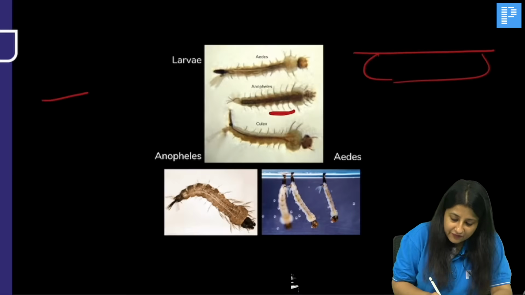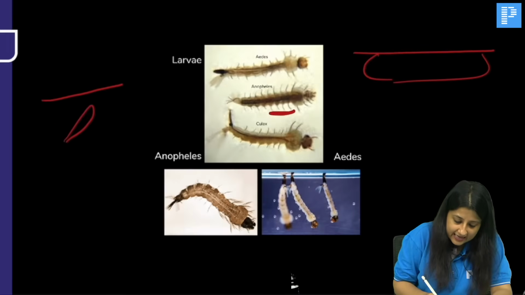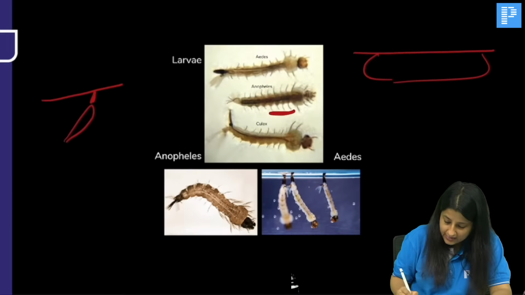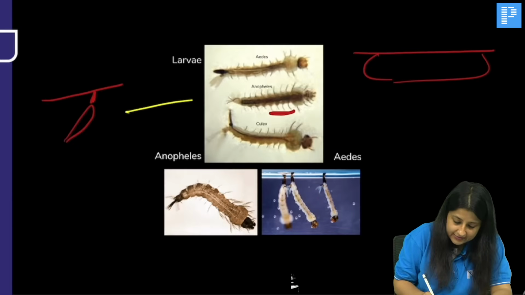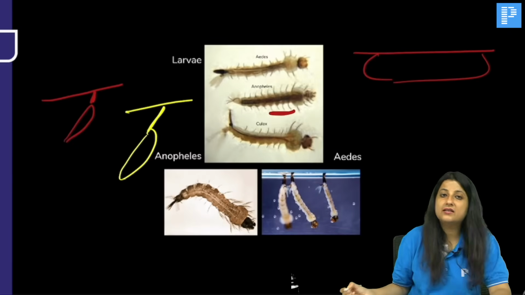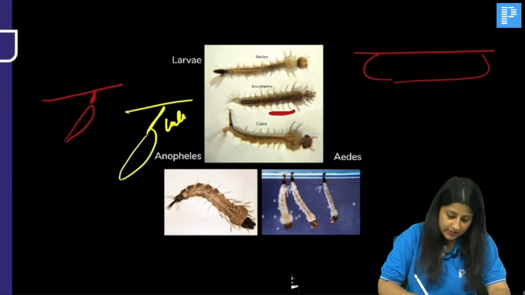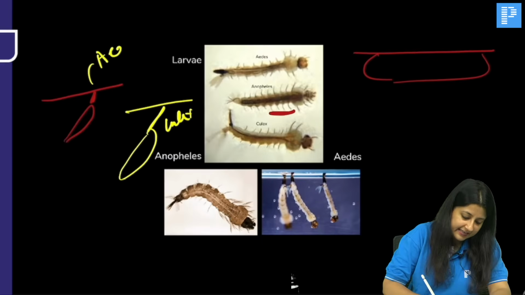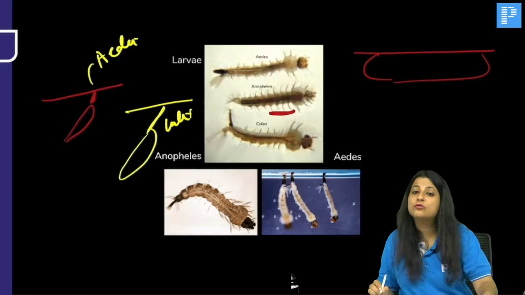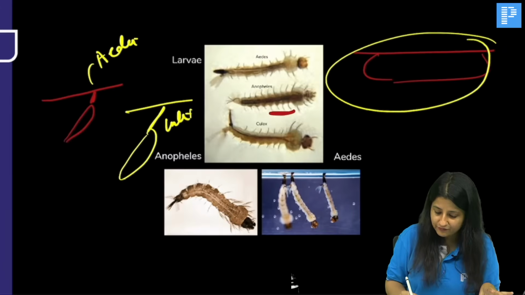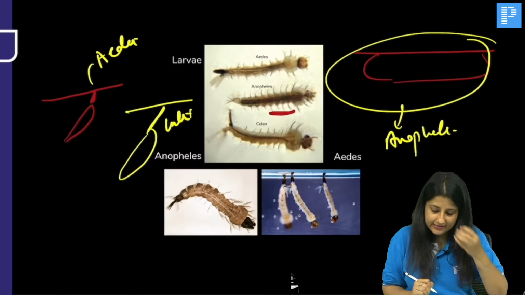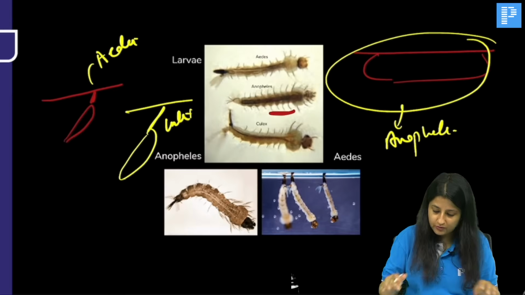Okay, but if you have Aedes, Aedes has a short siphon tube, and if you talk about Culex, Culex has a longer siphon tube. Okay, this is Culex, longer siphon tube. Aedes has a shorter siphon tube. Mostly you will get Anopheles. Anopheles rests parallel and it has no siphon tube.